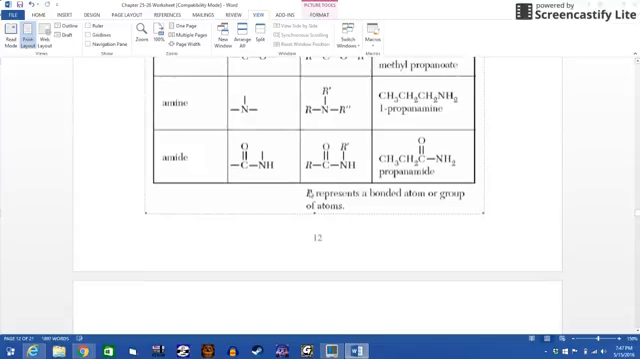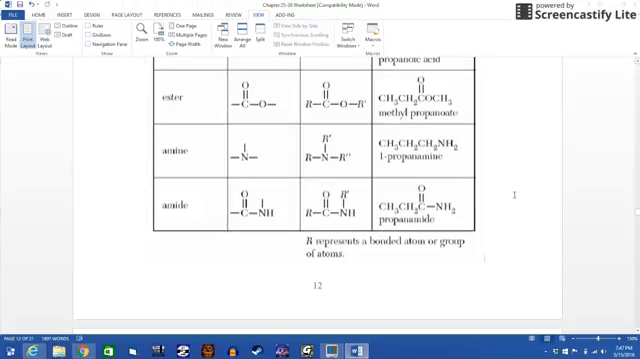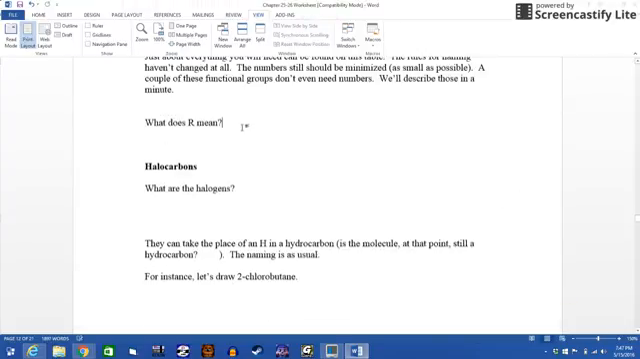And actually, that's what it says here. It represents a bonded atom or group of atoms. Typically speaking, for this table, because we're in organic chemistry, it's going to be a carbon-based side chain. So we write that down: R is a side chain, often a hydrocarbon side chain.